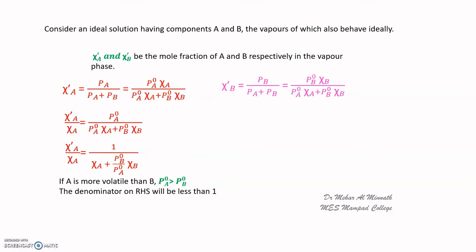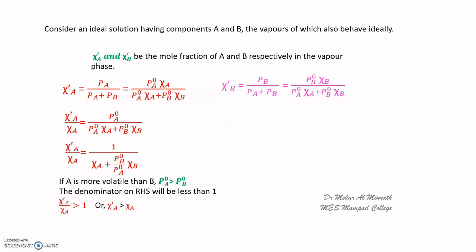And if that, then what happens? Chi prime A by chi A will be greater than 1, because 1 by a smaller number will be greater than 1. Or we can say that chi prime A is greater than chi A. That is, the mole fraction of component A in vapor phase will be greater than the mole fraction of component A in solution, if A is more volatile than B. That's quite obvious when we look at the volatility in nature, because the volatile component will escape to vapor state, and the amount of the component in the solution will be less, and the same component will be more in the vapor state.